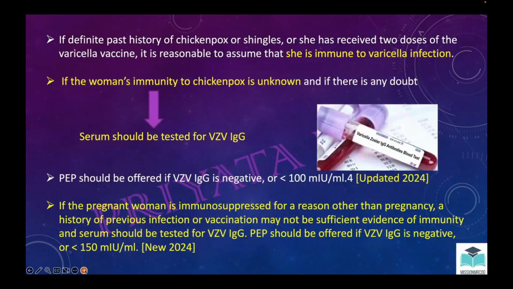Now, after the contact history has been taken, if the patient says, "No, doctor, I have had chickenpox or shingles," or she has received the vaccine, and she's sure about it, then we are not worried, because she would have protective antibodies, so she would be immune to varicella infection, and we can just reassure the woman. But there could be a possibility the patient says, "No, I'm not aware of it, I'm in doubt." At that time a blood test would be sent, and the blood test is the varicella zoster IgG antibody test.